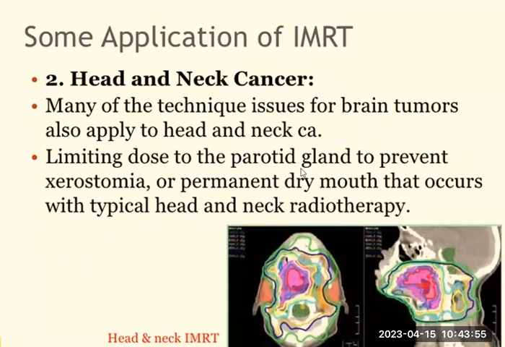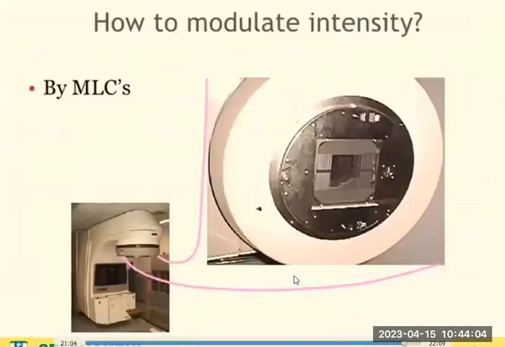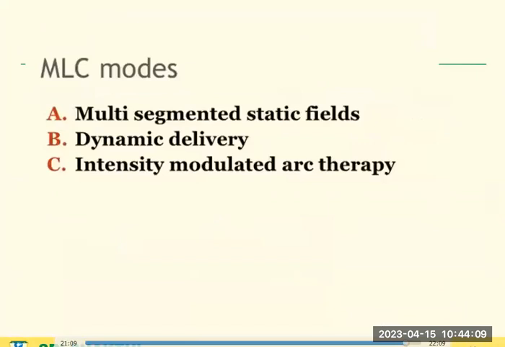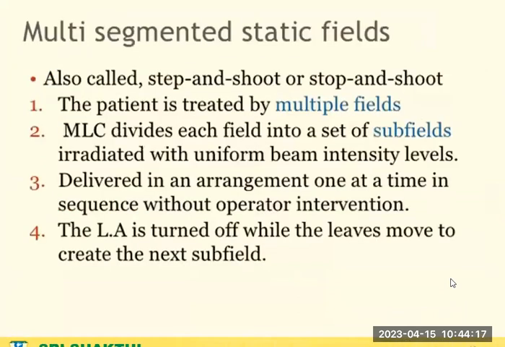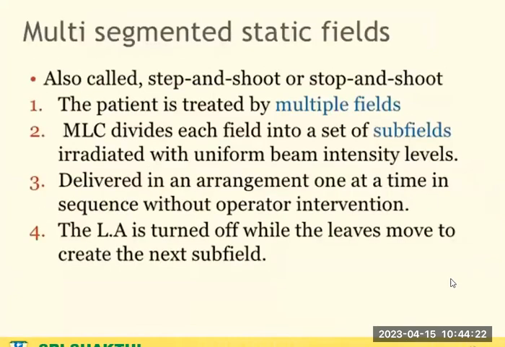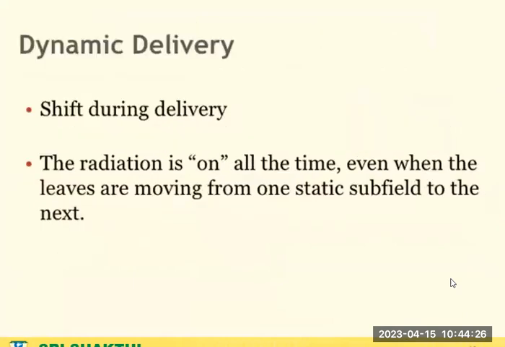It's case by case. Whether I go for inverse planning or forward planning depends upon the type of leaf motion files, some of the characteristics of MLCs, and the different modes. There are three modes: multi-segmented static field, dynamic delivery, and intensity modulated arc therapy, which combines the advantages of the multi-segmented static field and dynamic delivery.